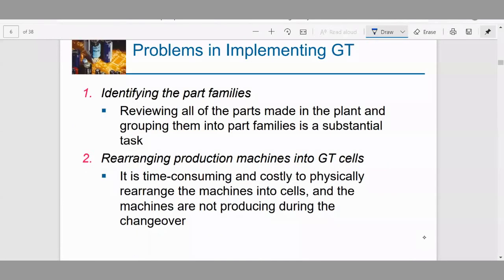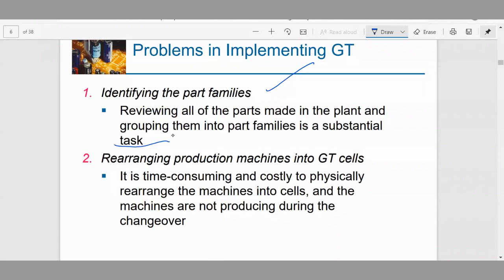The problem in implementing group technology is that you need to identify the part families first. Reviewing all the parts made in the plant and grouping them into part families is a substantial task. First of all, you need to find how many parts are going to be produced in the plant, and then you can easily group them into families.